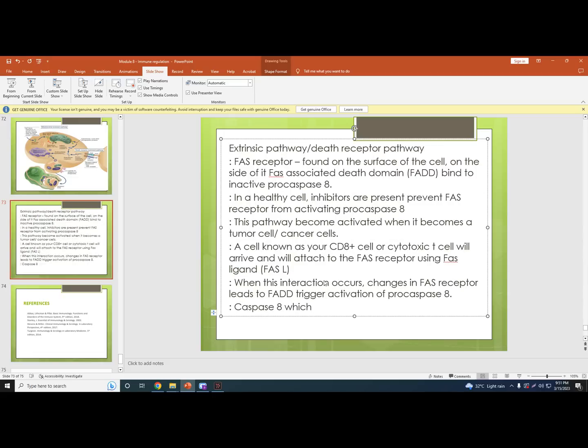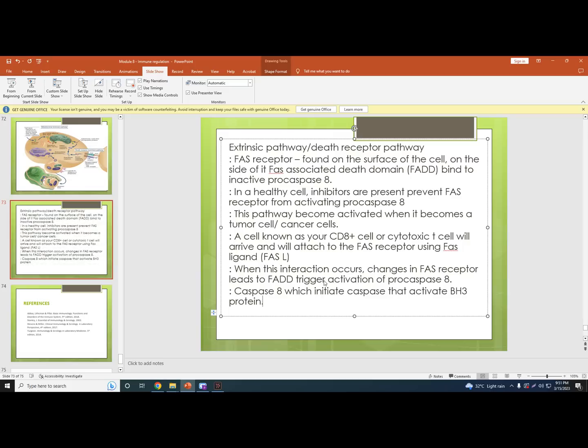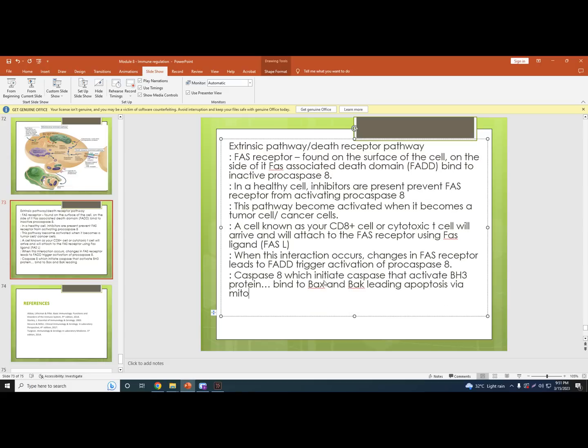And this will now become caspase 8, which would initiate a caspase cascade that would activate the BH3 protein, which, as you all know from the intrinsic pathway, will also bind to Bax and Bak, leading to apoptosis via the mitochondrial pathway. So they still meet, class. It's similar to your coagulation pathway, where the extrinsic and intrinsic pathways meet at the common pathway. This extrinsic death receptor pathway still leads back to the mitochondrial pathway.